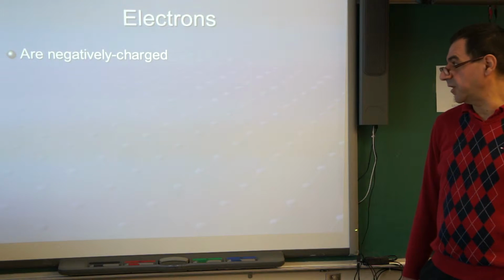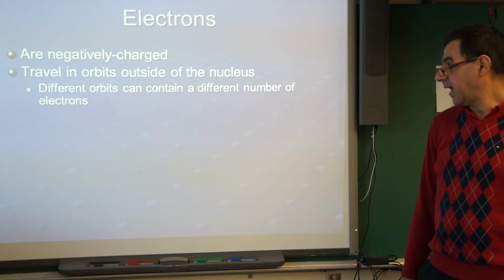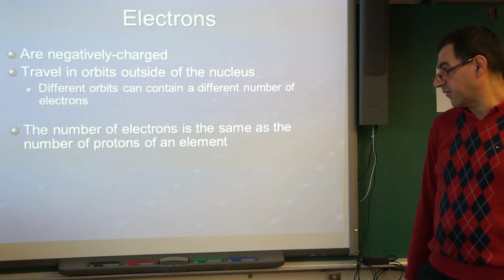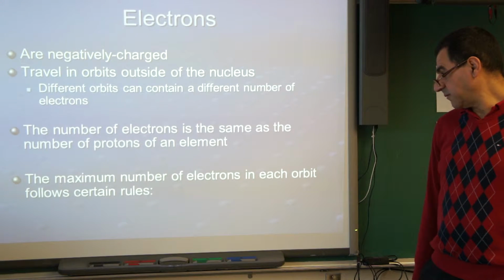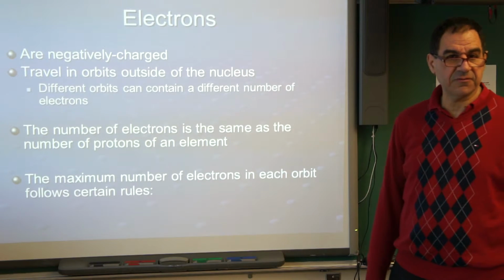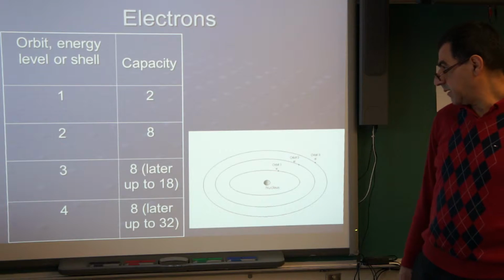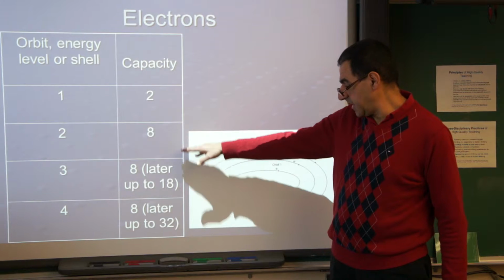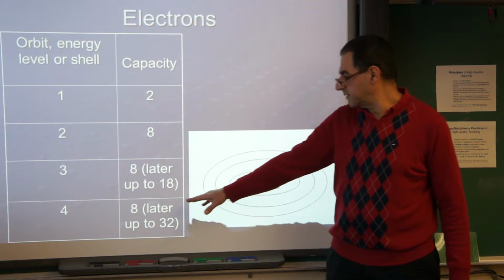Electrons are negatively charged. They travel in orbits outside of the nucleus, and different orbits contain different numbers of electrons. The number of electrons is the same as the number of protons of an element. The maximum number of electrons in each orbit follows these rules. In the first level, there are 2 electrons. Second is 8. Third is 8. And because we study up to the 20th element, 2.